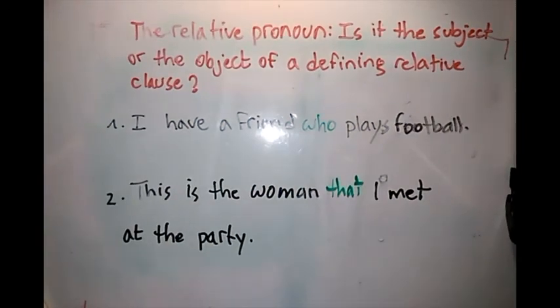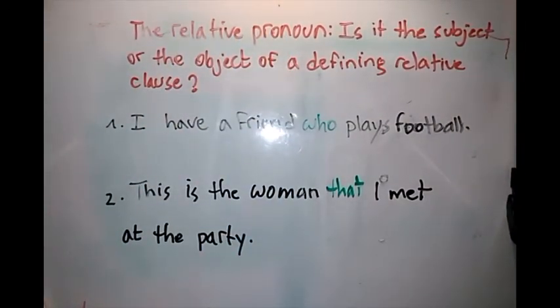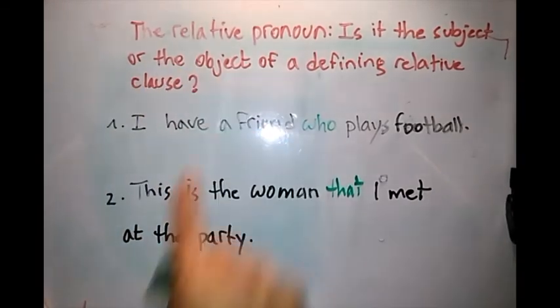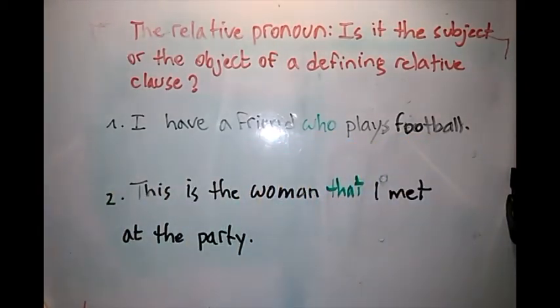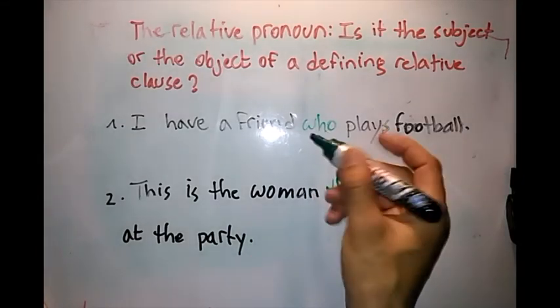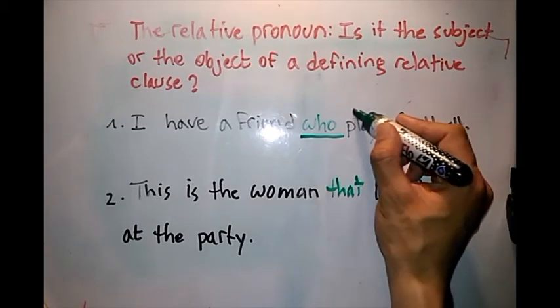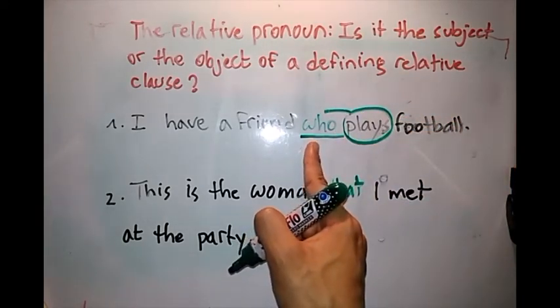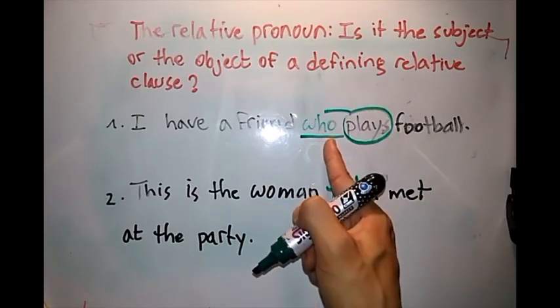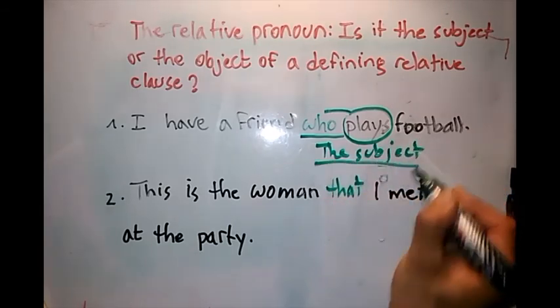Now, when we use a defining relative clause, the relative pronoun can be the subject or the object of the clause. Let's have a look at the following examples. I have a friend who plays football. The relative pronoun in this case is who. And when the verb follows the relative pronoun, in this case the relative pronoun is the subject of the clause. The subject of the clause.